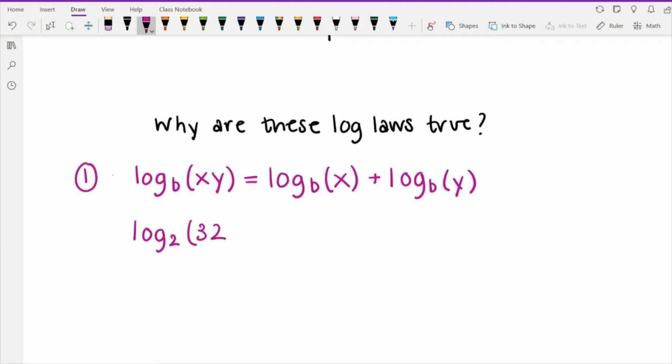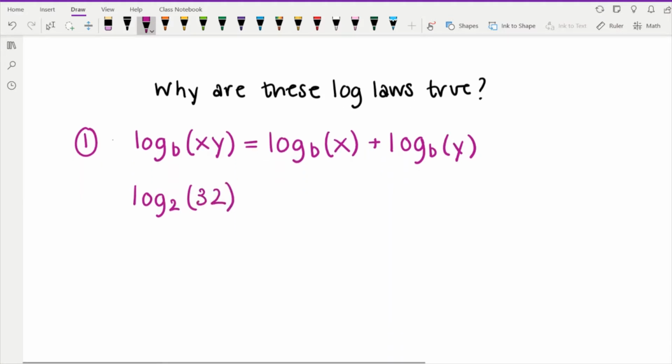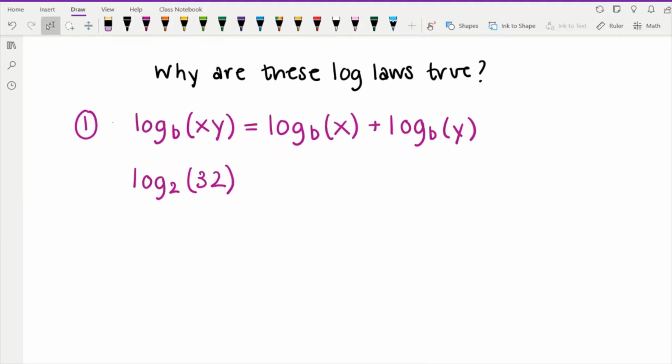What I mean by that is, let's say that we wanted to find log base 2 of 32. We could either find that from scratch, just by figuring out what log base 2 of 32 is, or if we wanted to see whether this rule works, we could also rewrite this as log base 2 of 4 times 8, right, because 32 is 4 times 8.